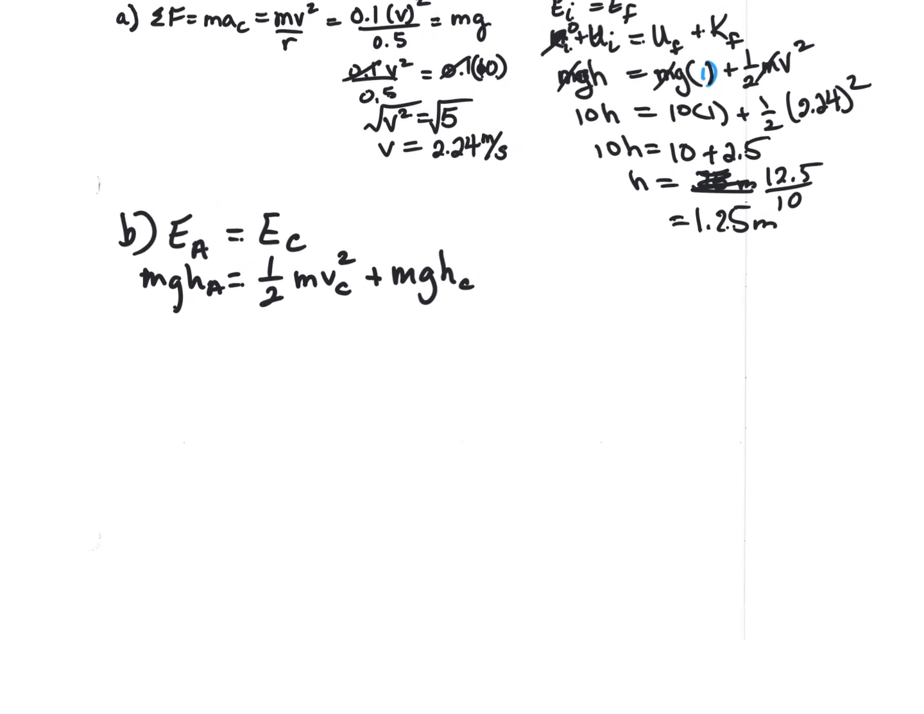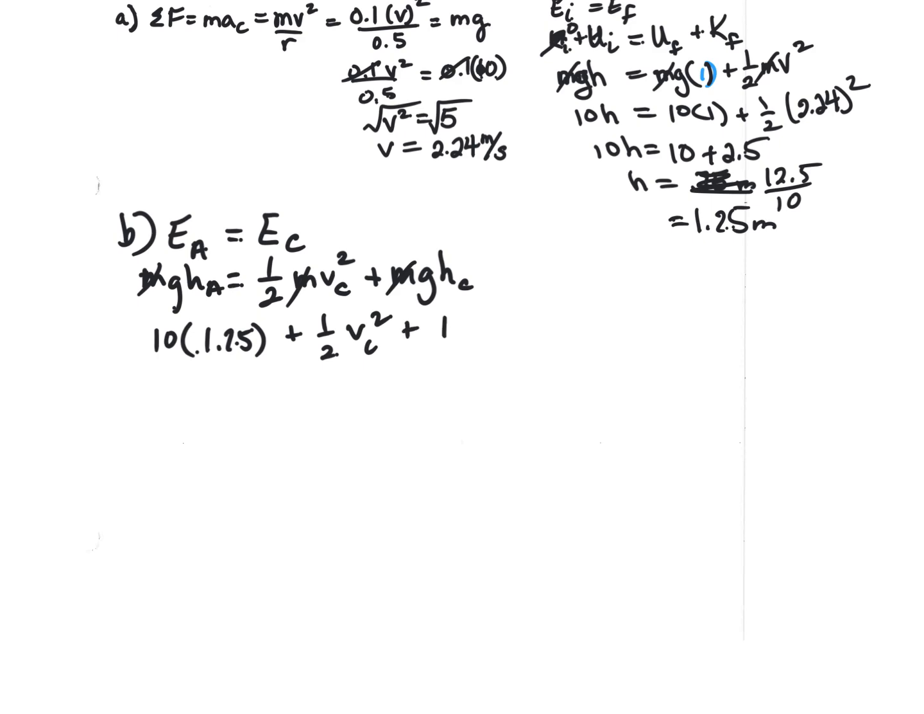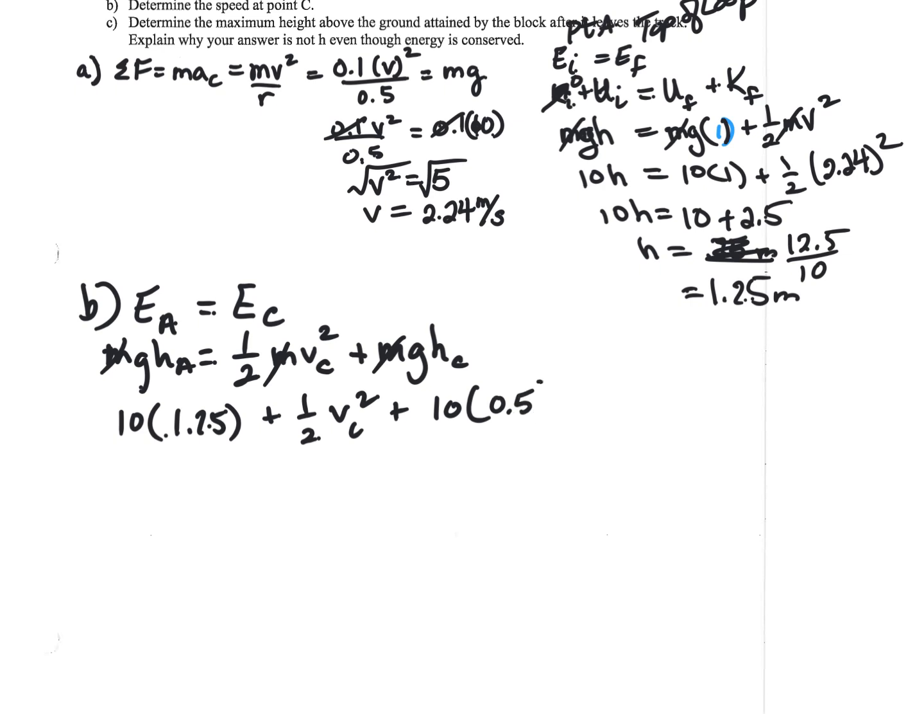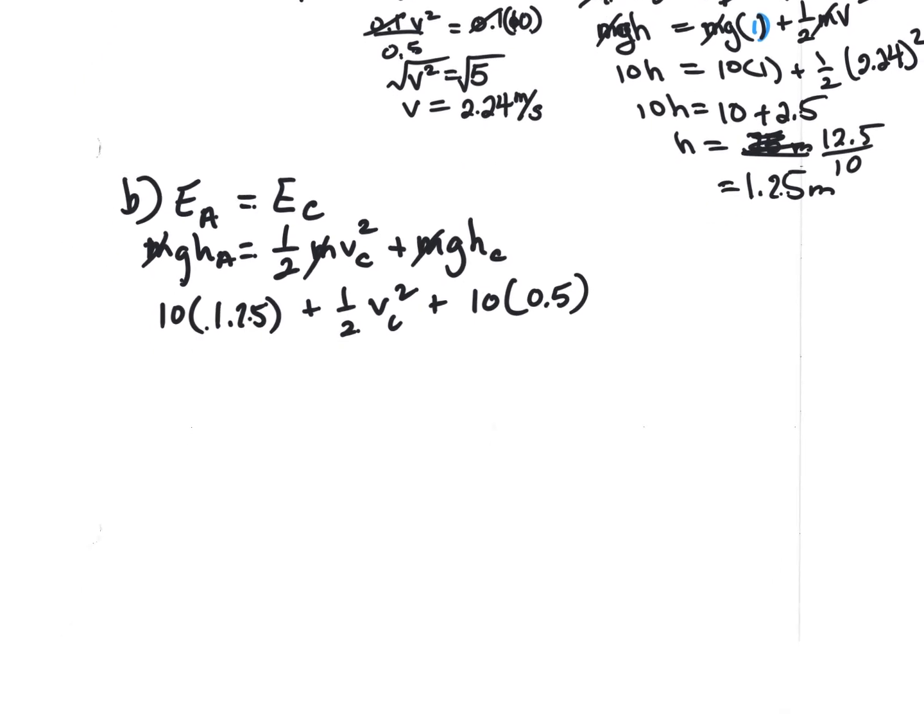So what do we know? The m's are going away again. Didn't matter about the mass. So we have 10 times the height, which is 1.25, plus 1/2 velocity at C squared, equals 10 times the height at C. The height at C is only 0.5. So we have 12.5 plus 1/2 velocity at C squared equals 5.